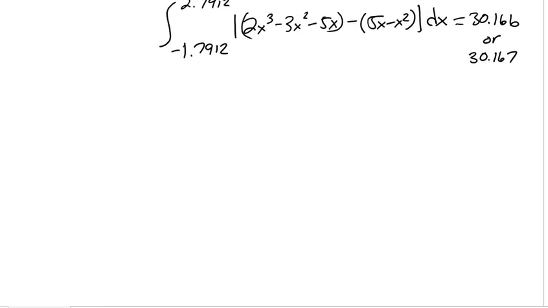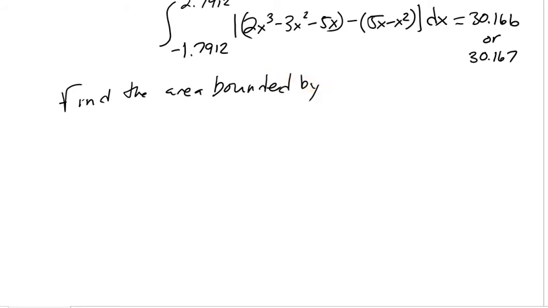All right. I'm going to do one more example here, which is: find the area bounded by y equals x cubed, y equals negative x squared plus 4, and the x-axis in the first quadrant.